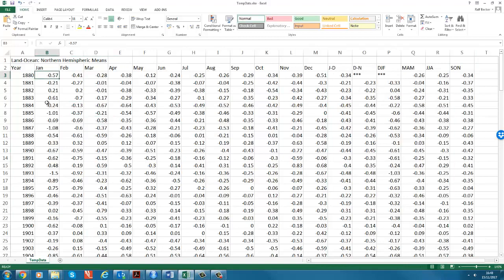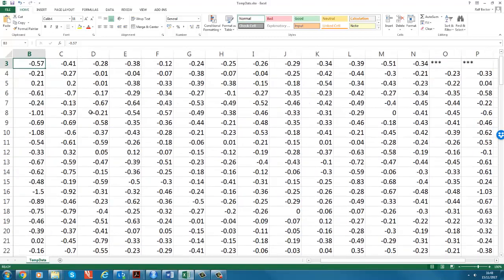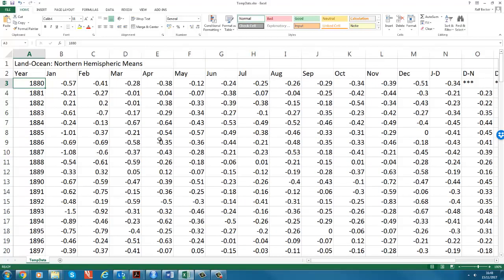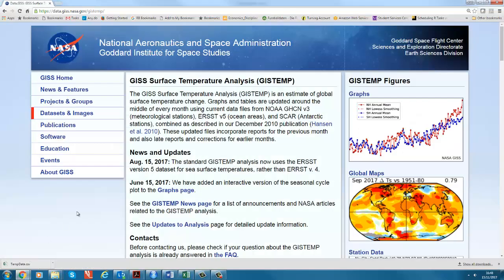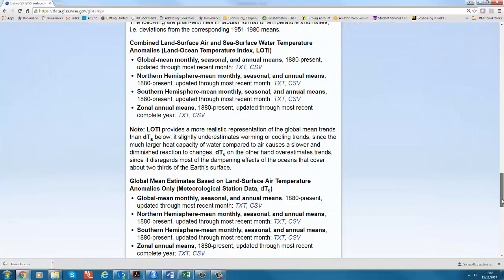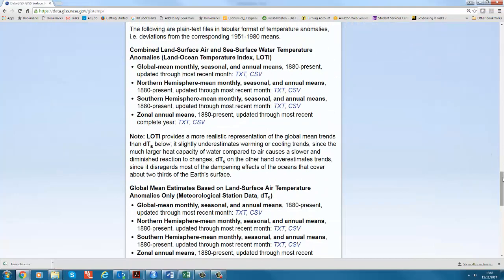So what does the meaning of negative 0.57 mean for January 1880? For that, we need to go back to the website where we got the data from. That's the Goddard Institute for Space Studies website. Our data file we downloaded from down here.